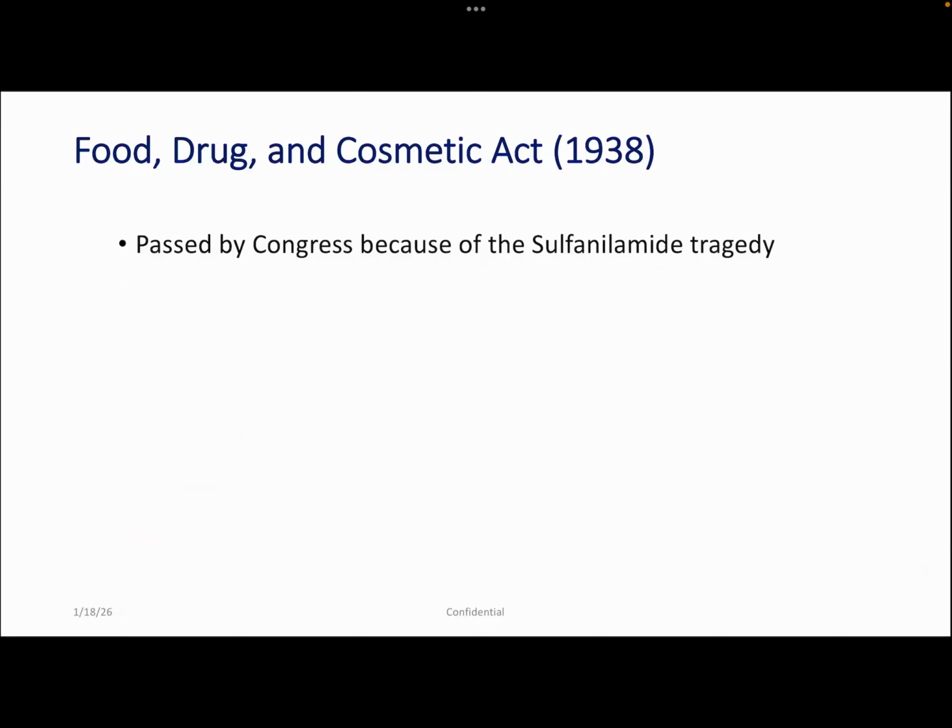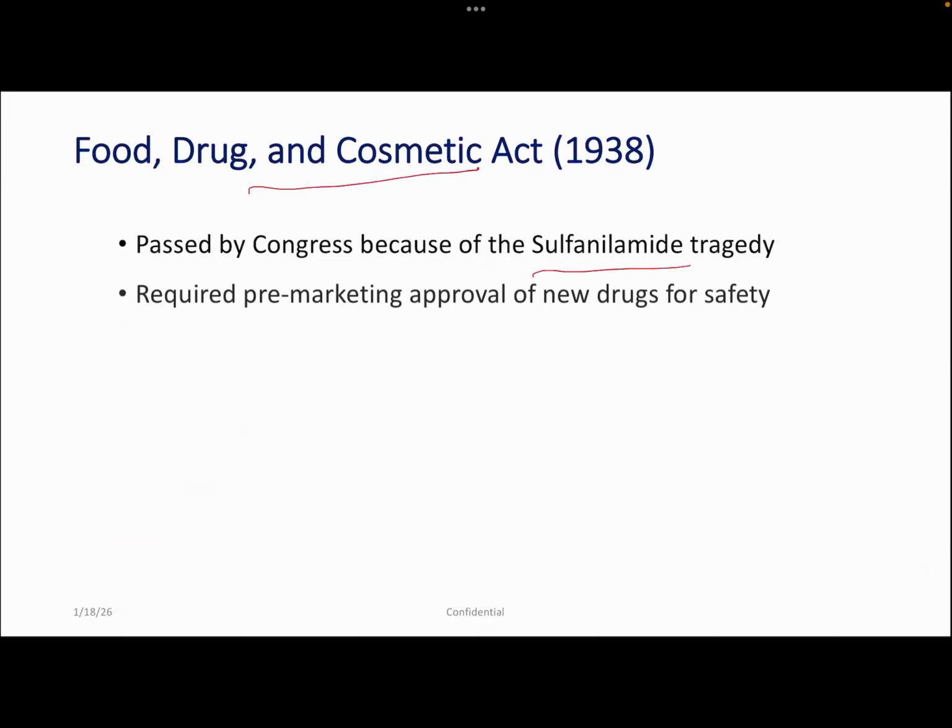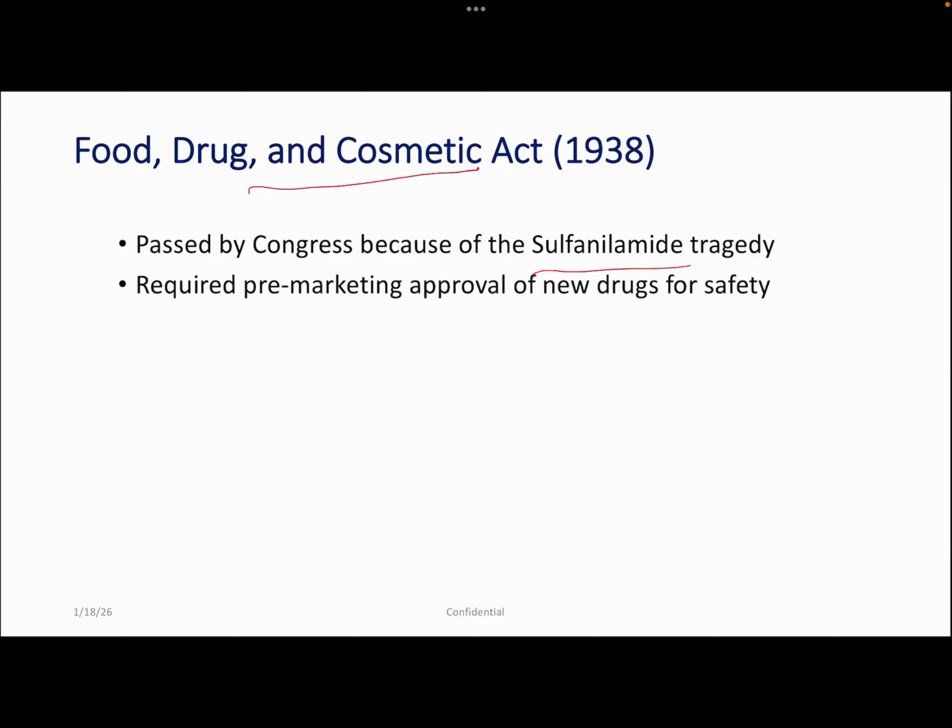But now, because of this tragedy, this act came in, right? And there are certain important things that came in. Pre-marketing approval of a new drug. Now it is mandatory that we have to apply for an NDA, a New Drug Application, after phase 3, if we want to market our drug, not at that time. For safety also, they need to show the data.